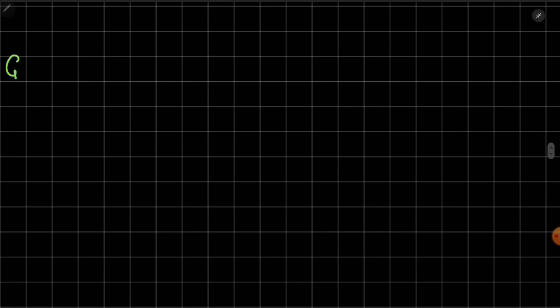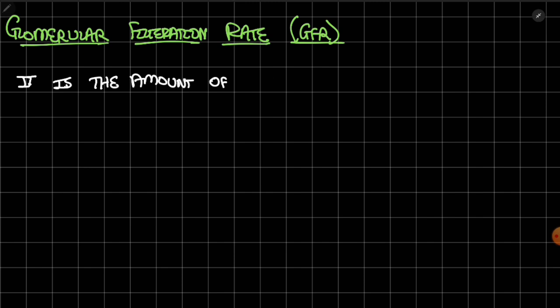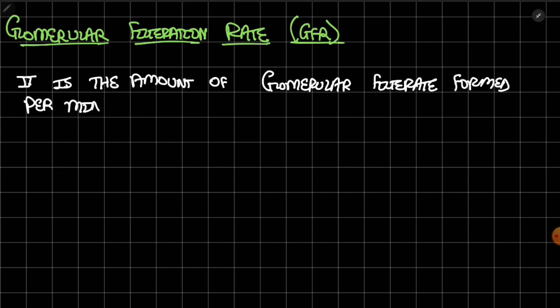Okay, so let me just write the heading: glomerular filtration rate. So what is this glomerular filtration rate, or better known as GFR? We will write GFR. It is the amount of filtrate formed per minute. Okay, it is the amount of glomerular filtrate formed per minute.